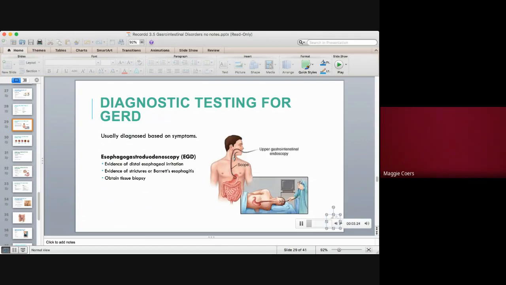Testing for GERD is rare. Maybe an EGD is done to look for esophageal damage, like in Barrett's esophagitis. We might do a tissue biopsy if something looks cancerous during the EGD test.